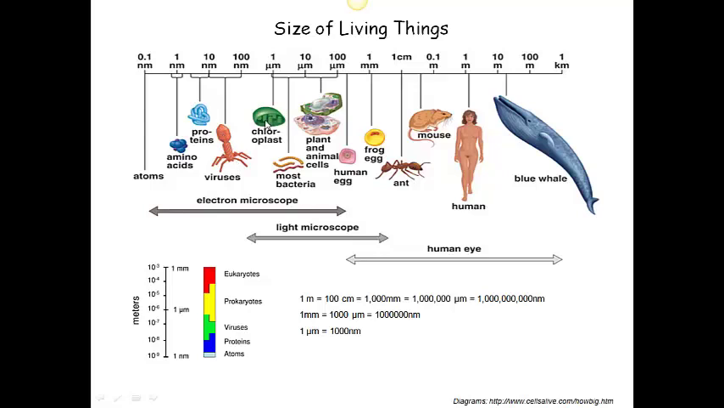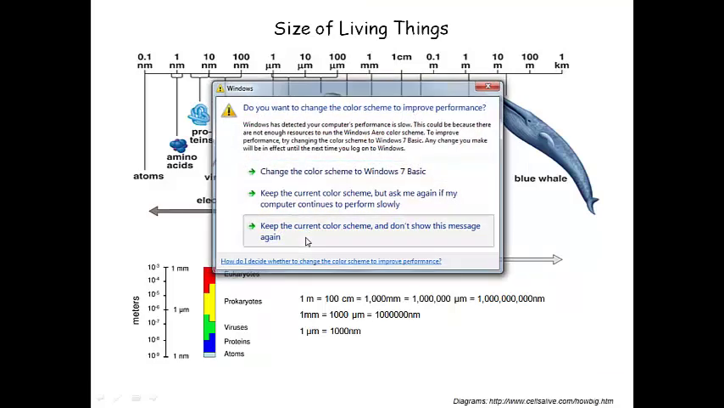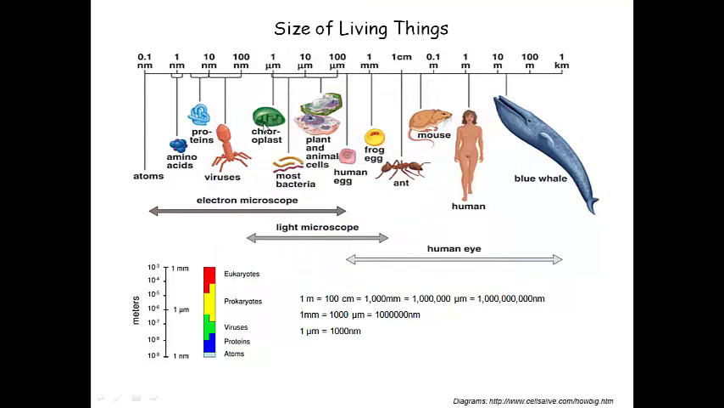From there we go up to the parts of cells. Chloroplasts, for example, are something that's found inside cells. Most bacterial cells are next. They're bigger than cell parts, but still smaller than plant and animal cells. Plant and animal cells show up right here. Human egg versus the frog egg. Entire organisms: ant, mouse, human, and then of course the blue whale.